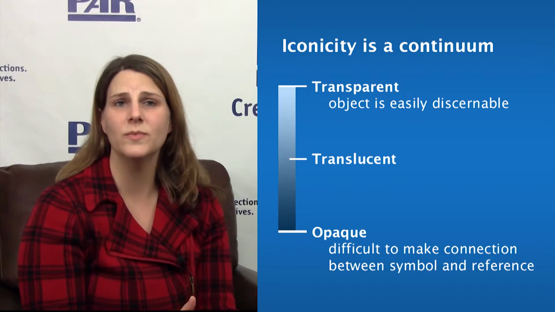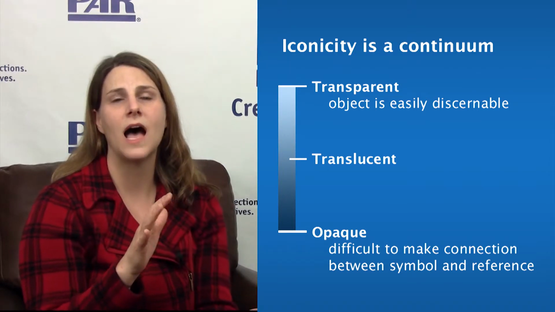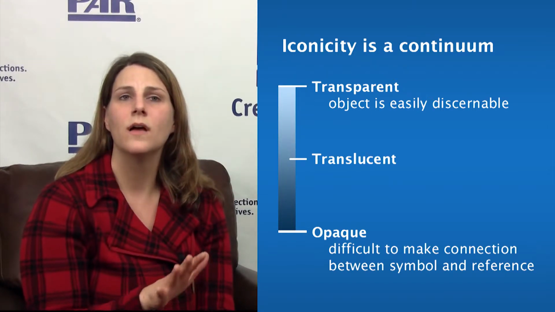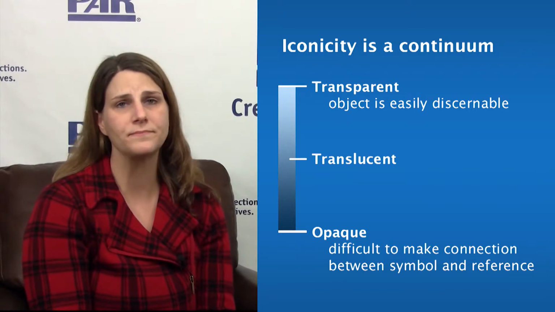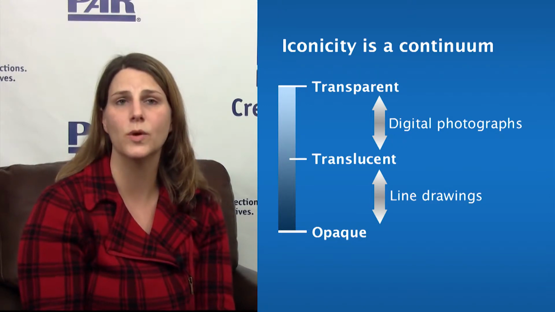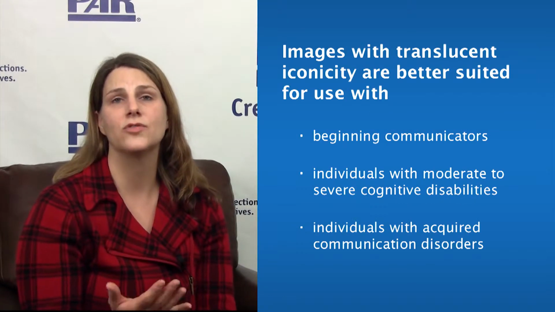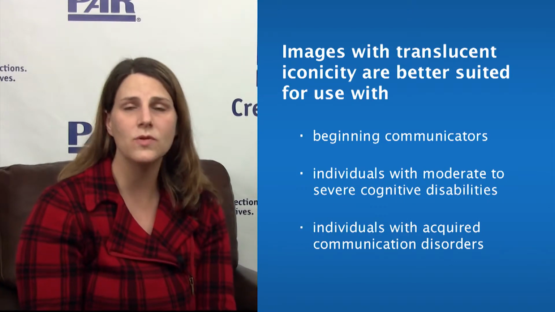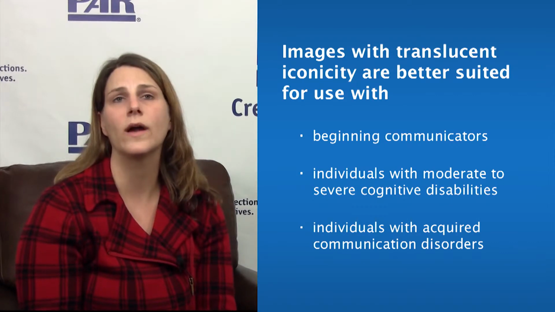Iconicity happens to be on a continuum between transparency and opaqueness. And transparency is when the object and the referent are very closely related and the connection is easily discernible. On the opaque end of the spectrum, however, it's more difficult to make that connection between the symbol and the referent. Digital photographs tend to be considered more transparent to translucent on the iconicity continuum, whereas line drawings are more translucent to opaque. And many researchers believe that the translucently iconic pictures are easier to use with beginning communicators and a variety of different clinical populations, including those with cognitive deficits and acquired communication disorders.